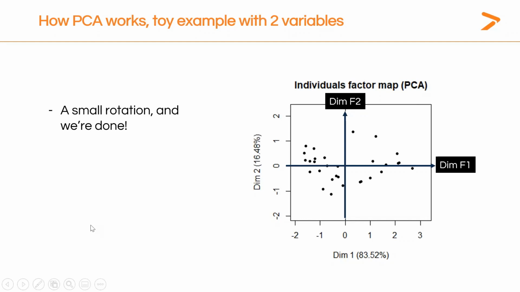So this is basically what happens. And as you can see, the horizontal axis is dimension 1 and the vertical axis is dimension 2. They are orthogonal. And in statistical software, you get the percentage of inertia or of information or of stretch, which is captured by each dimension. So dimension F1 captured 83% of the information or of the stretch in the data points from the initial data set, and dimension 2 captured 16.5.